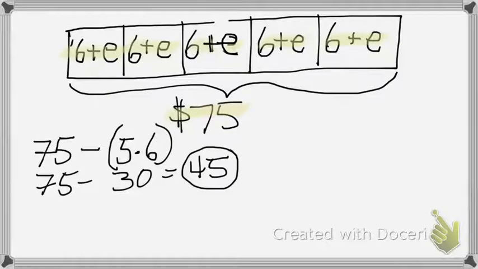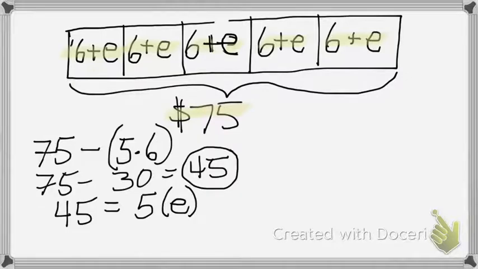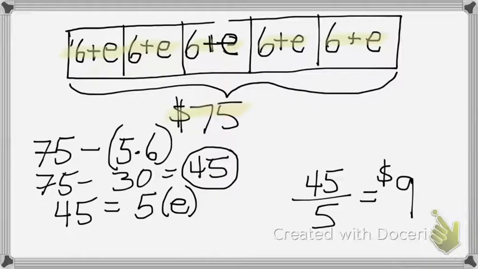Now if we have 5 different E's, that means $45 is equal to 5 times E, or 5E, or we could write it any other way. So very simply, if I know 45 equals 5E, all I have to do is divide 45 by 5, and that gives me my E price, which equals 9. So every E could be substituted for a 9.